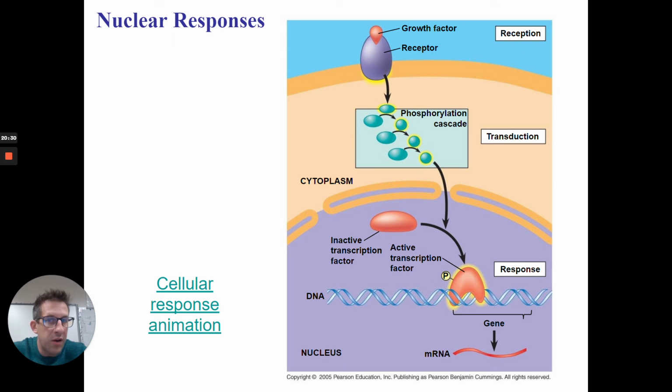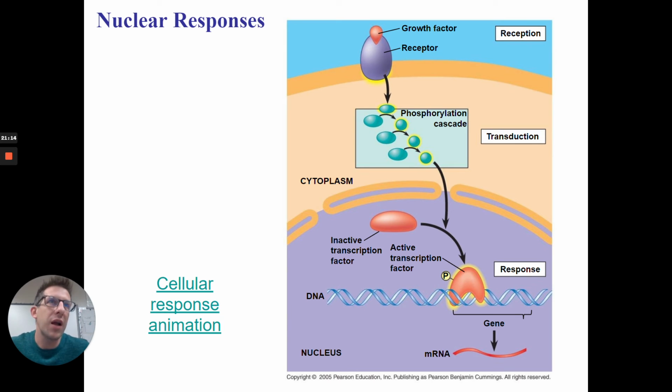So this is a diagram of how nuclear responses work, okay? We see everything that we've seen so far. In this case, they use a growth factor as their example instead of epinephrine, but a growth factor is going to bind here to a receptor, okay? And that receptor is going to initiate the signal transduction phosphorylation cascade, right? We talked about that in the previous video. The final protein in the phosphorylation cascade is going to turn on this protein here called a transcription factor. When the transcription factor is turned on, it binds to the DNA and it transcribes a gene, okay? It makes mRNA. And when you transcribe a gene, oftentimes you get the protein product as a result, okay?